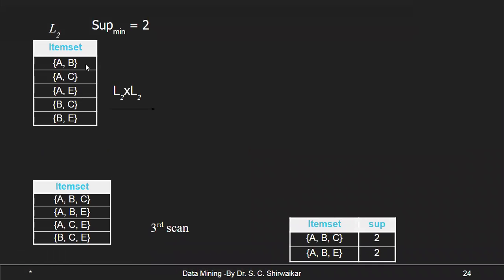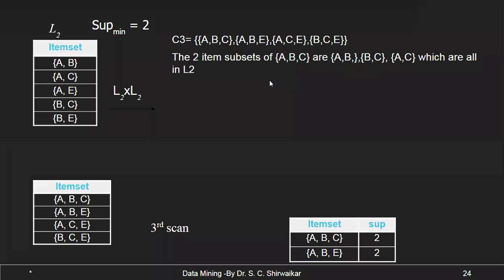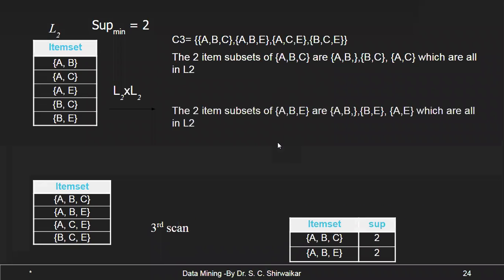That is L2. Again, we have to generate according to this large data set. We have to generate the third candidate set, that is, we are combining ABC, then ABE, then ACE and BCE. Again, we'll have to scan the given data set and check the frequency count of those elements. So just check C3 here: ABC, ABE, ACE, and BCE. What is the frequency count of each element?